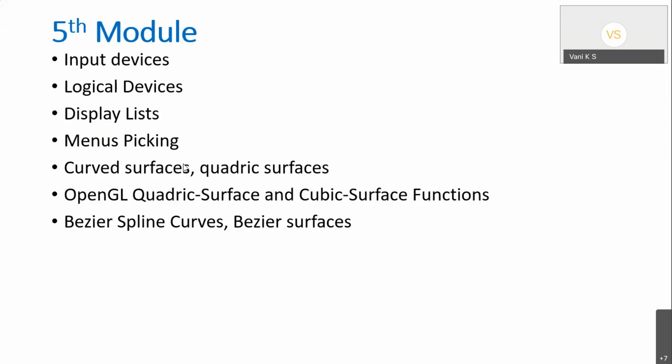Okay, let me start with the fifth module then. So the main topics in the fifth module are input devices, logical devices, display list, something with respect to menus, and then curved objects and curved surfaces.